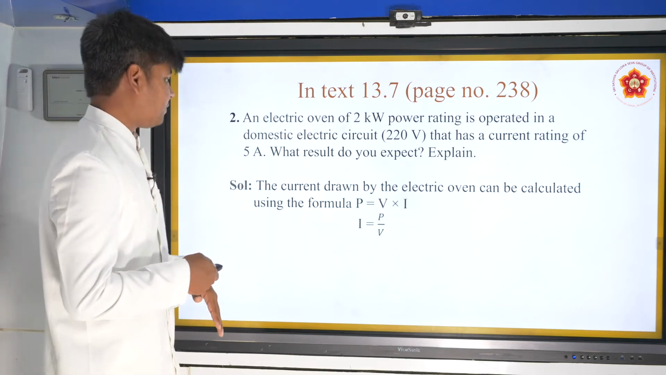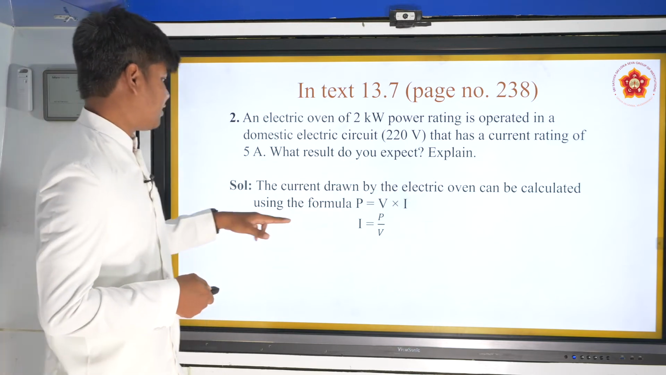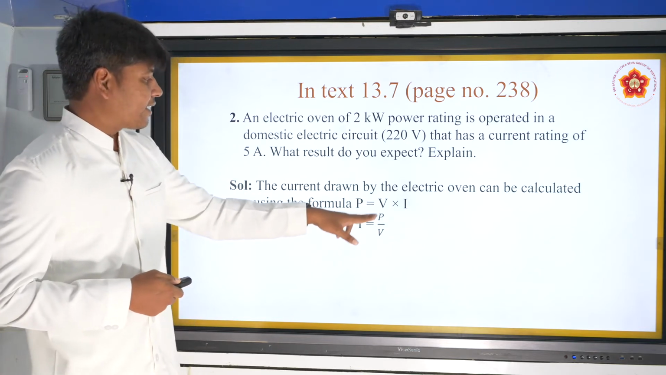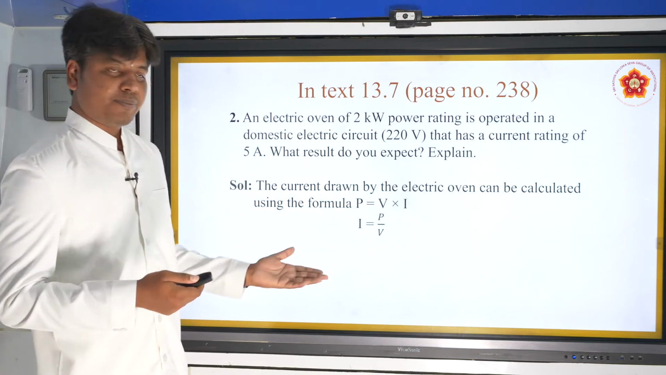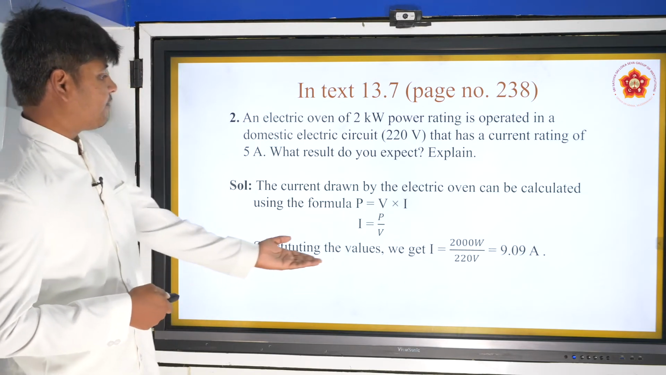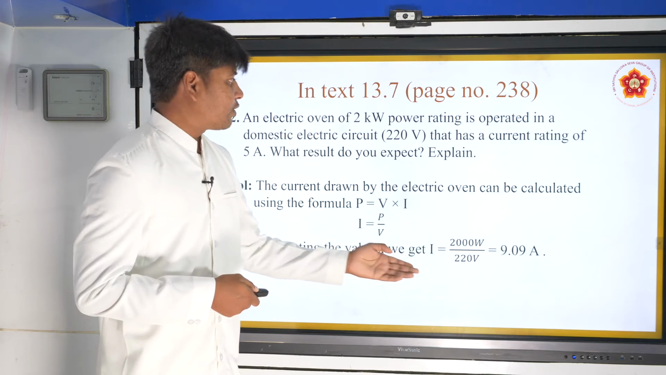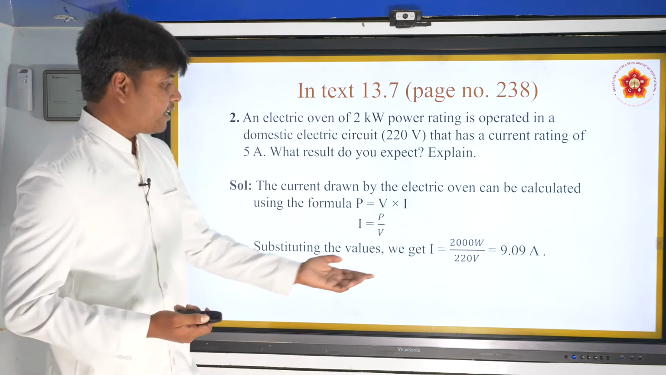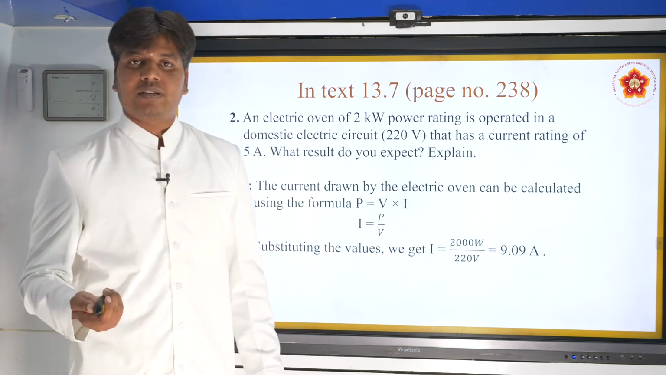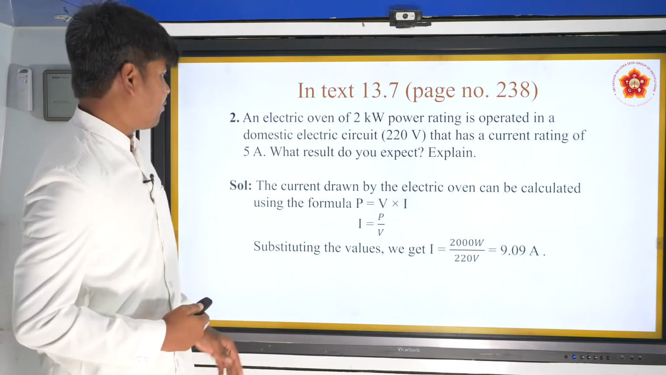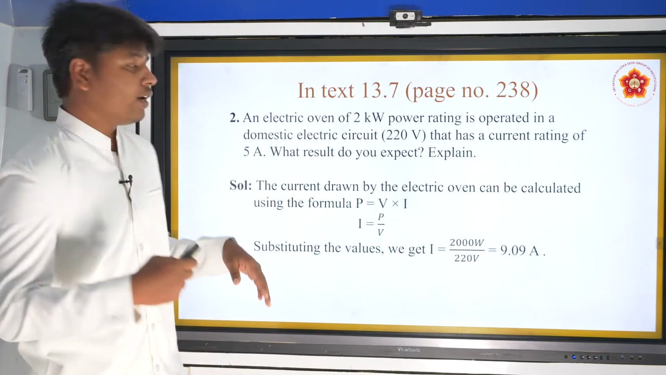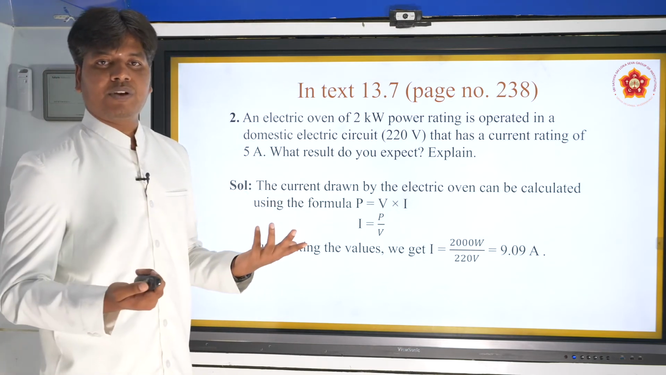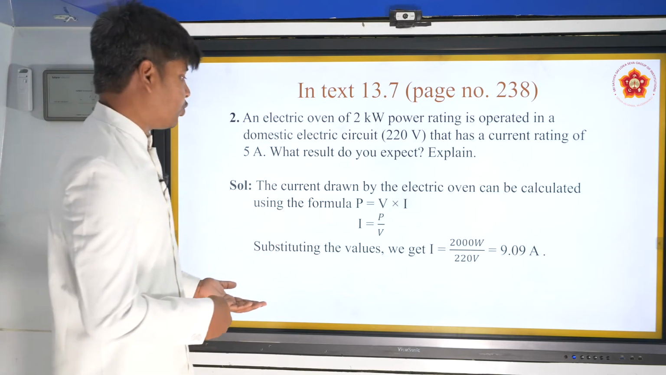Let's see. The current drawn by the electrical oven can be calculated using the formula as we discussed. Power is voltage times current. So to calculate current, it is power by voltage, using the mathematical equation. Substituting the values, current is equal to 2000 watts, which he gave, and 220 volts we are supplying. So the current it needs is 9.09 amperes. But the wire we have can hold only 5 amperes. So what happens? It heats up quickly and it melts. This is what we call overloading.